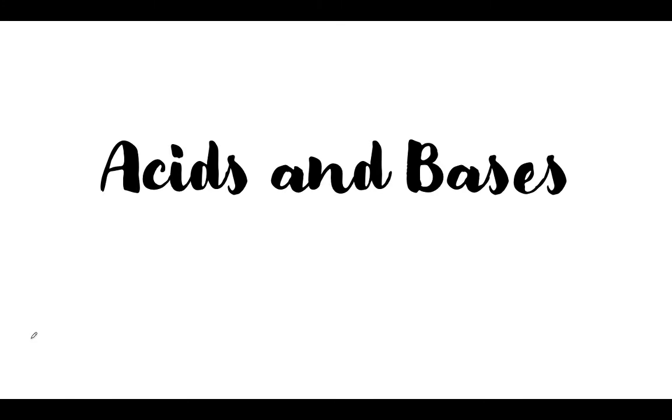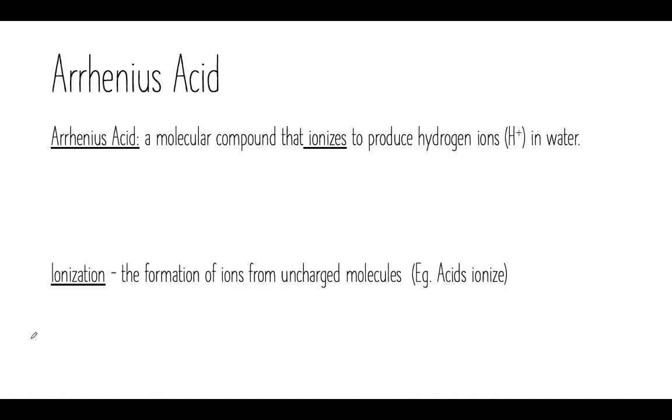All right, we're going to take a look at acids and bases. There are two main theories when it comes to acids and bases. We're going to look at both of those in this video, starting with the Arrhenius theory. Now, according to the Arrhenius theory, an Arrhenius acid is a molecular compound that ionizes to produce hydrogen ions, or H plus, in water. So say I had an acid like HNO3, nitric acid.